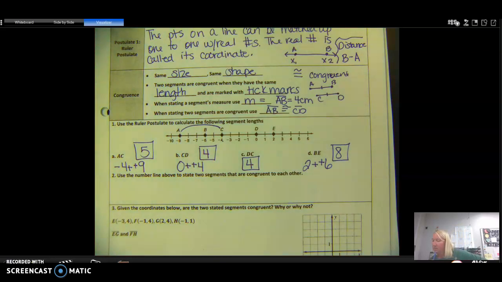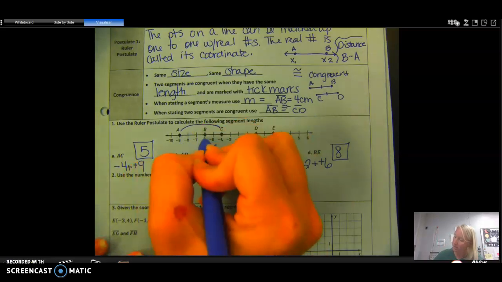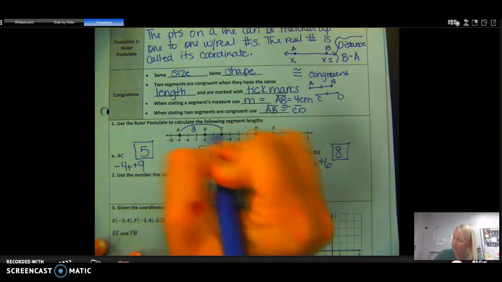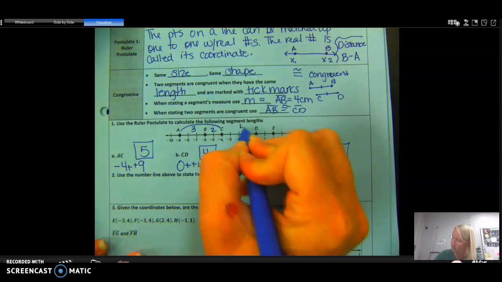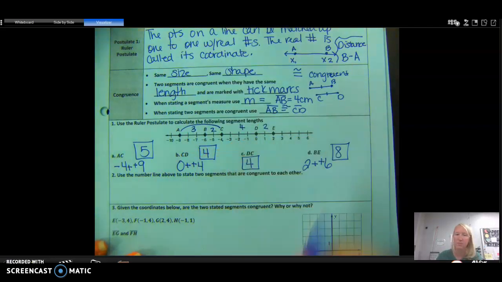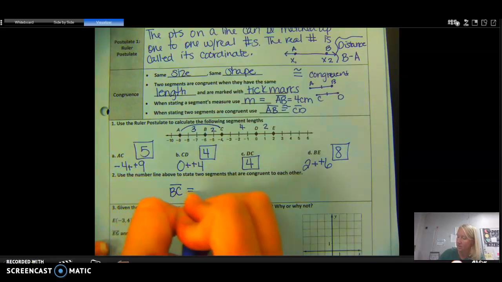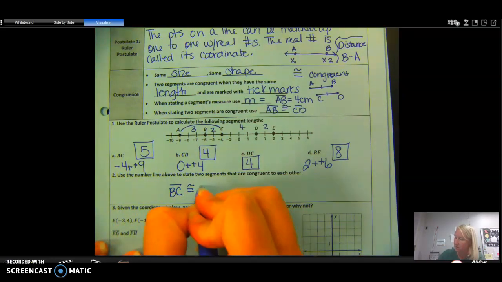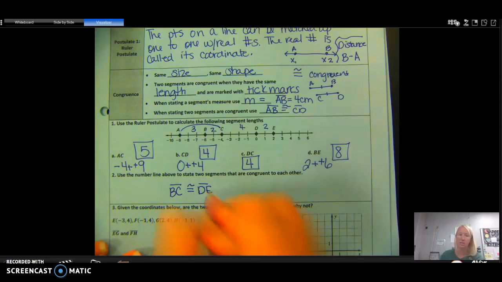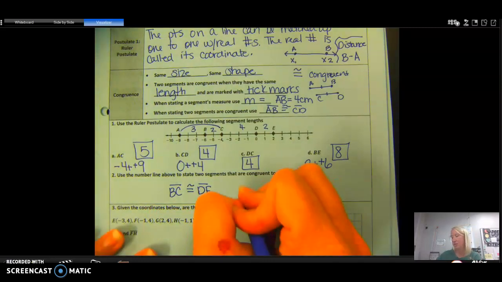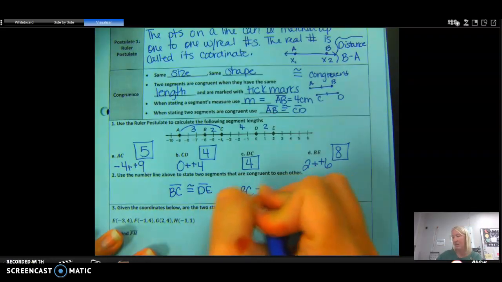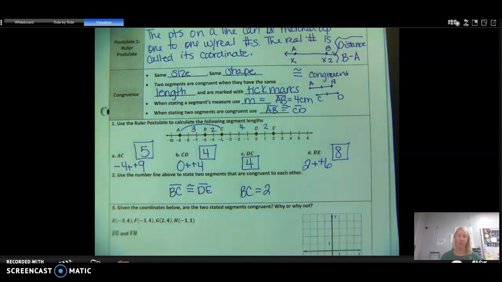Use the number line above to state two segments that are congruent to each other. Well, this guy is 3, this guy is 2, this guy is 4, and this guy is 2, right? So it looks like segment BC is congruent to segment DE, because they are both equal to 2. Their measurement, so BC measurement equals 2.